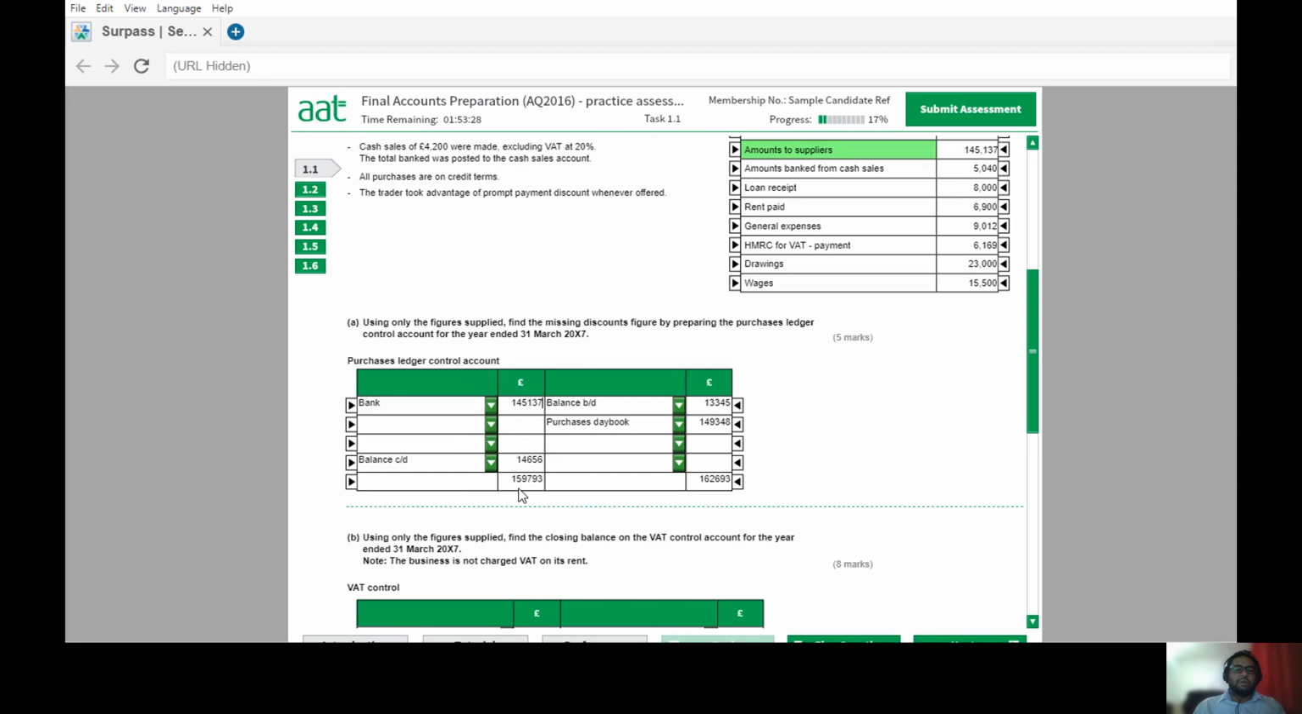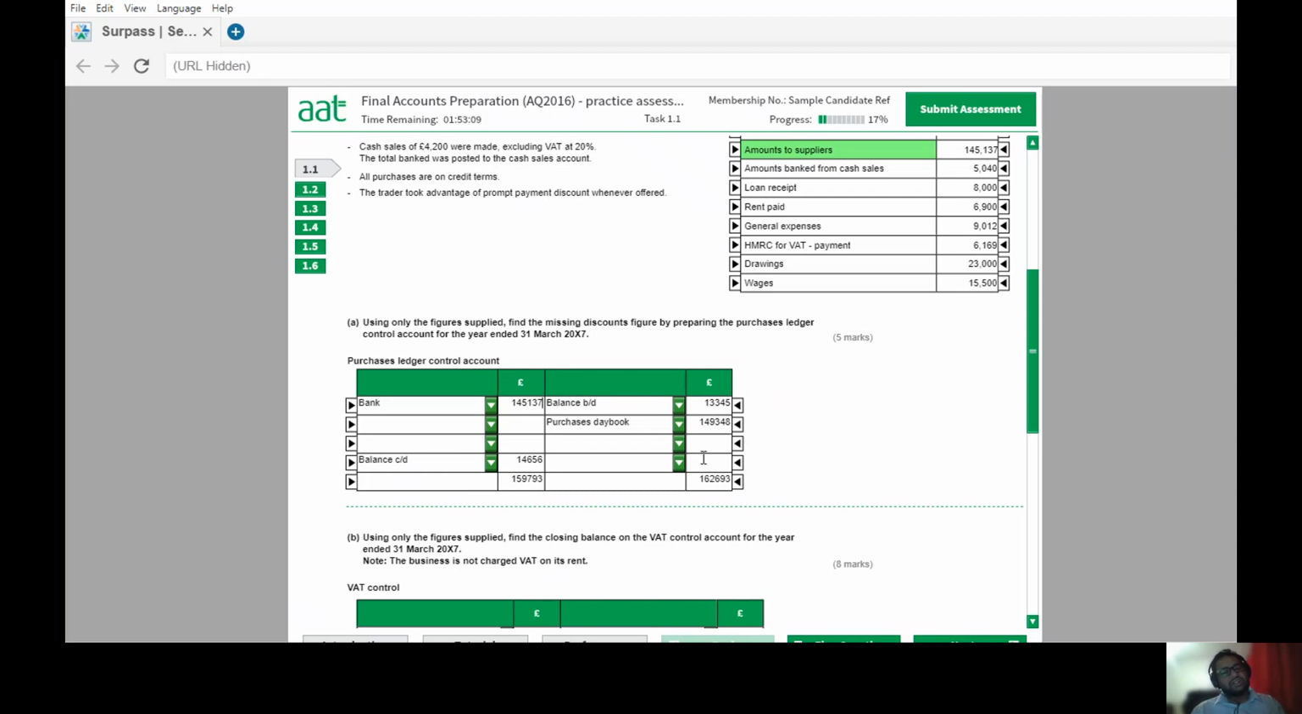Now we have a balance of 159,793 on the debit side and 162,693 on the credit side. According to this question, all we now have to do, using only the figures supplied, is find the missing discounts figure by preparing the purchase ledger control account.